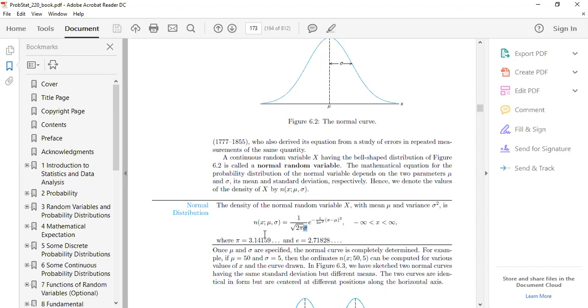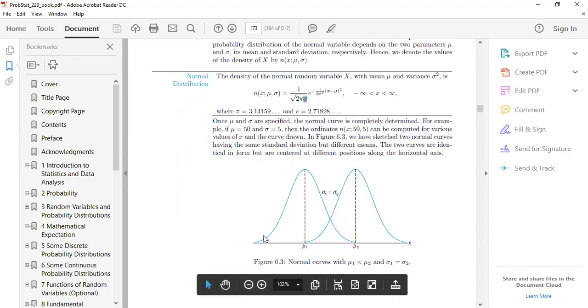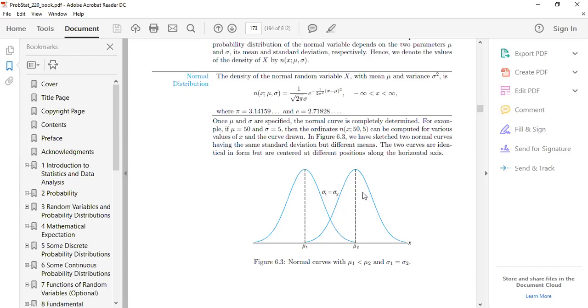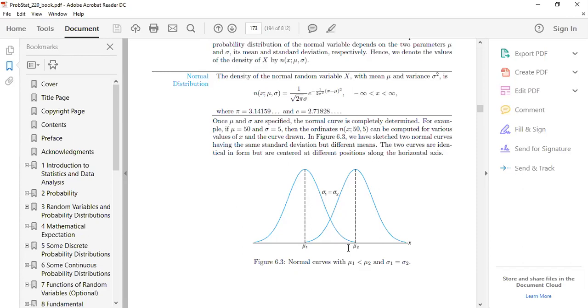So here you can see, now we are going to see different types of distribution. My first distribution you can see over here: two normal curves having the same standard deviation. That means the deviation from here to here, that is sigma 1, and from here to here, that is sigma 2, and sigma 1 and sigma 2 are the same. So the same standard deviation from the mean, but different means. So here is the example of the same standard deviation but different means.